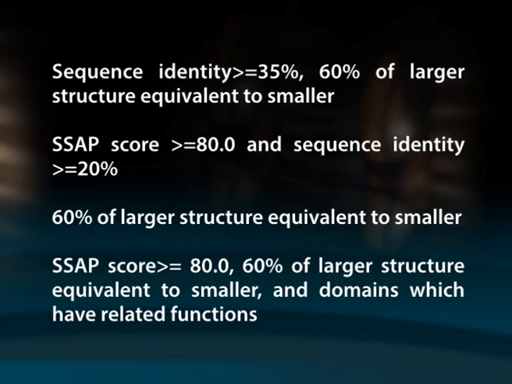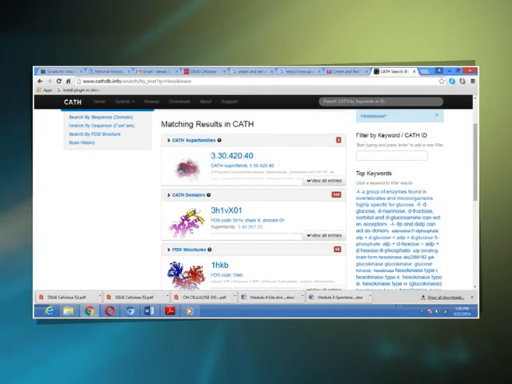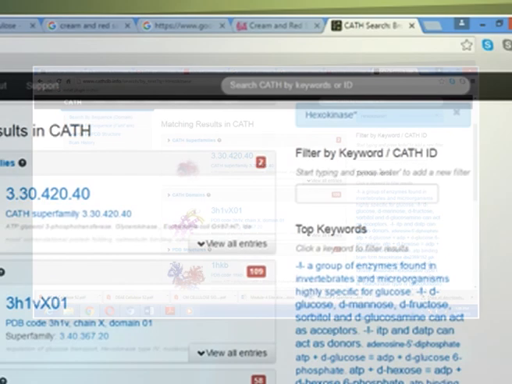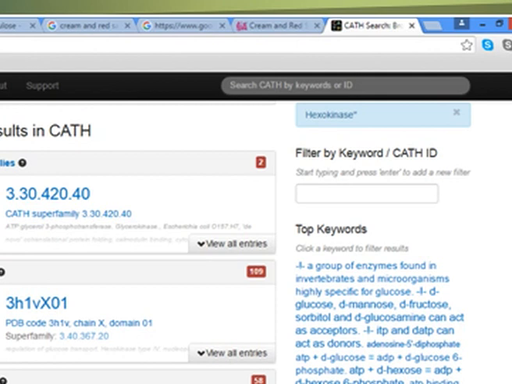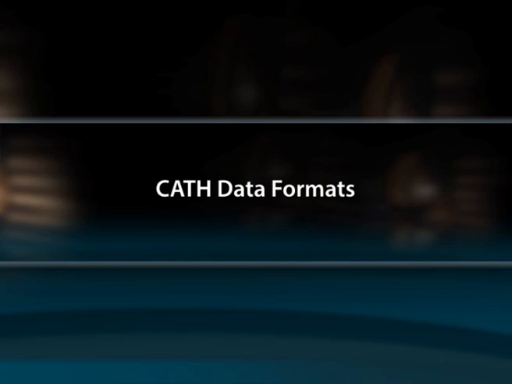In CATH, the class level classification is done on the basis of the following 4 criteria: the secondary structure contents of proteins, the secondary structure contacts of proteins, the secondary structure alternation score, and the percentage of parallel strands in proteins. It currently stores 34,287 protein domain structures grouped into 13 superfamilies and 3,825 sequence families. In this image, you can see the results which are obtained when hexokinase was entered in the search text box. CATH data formats.